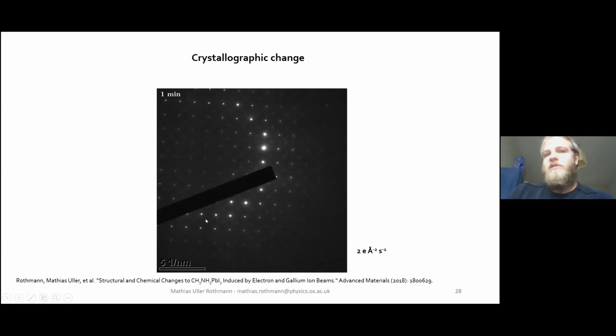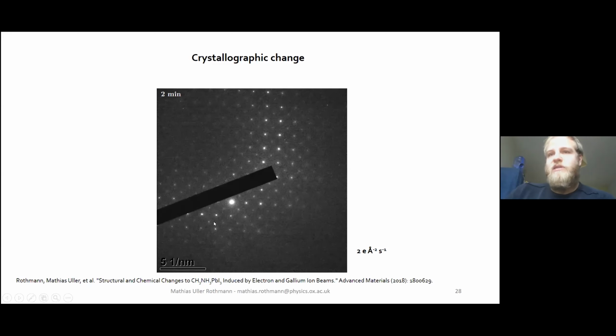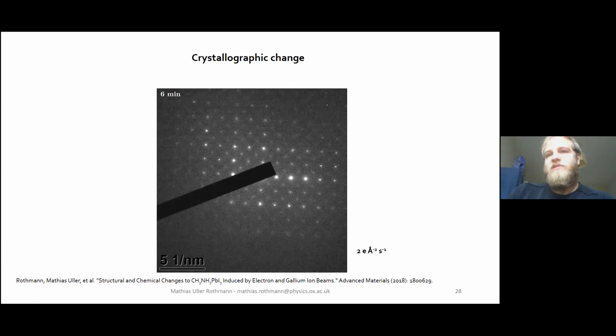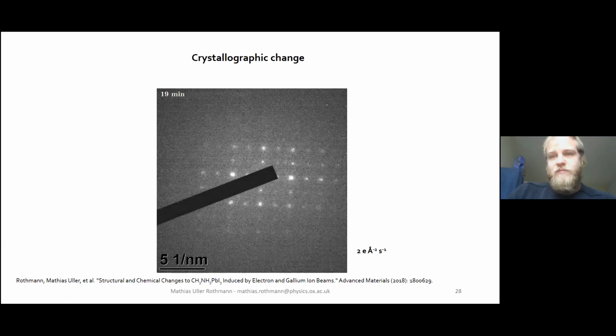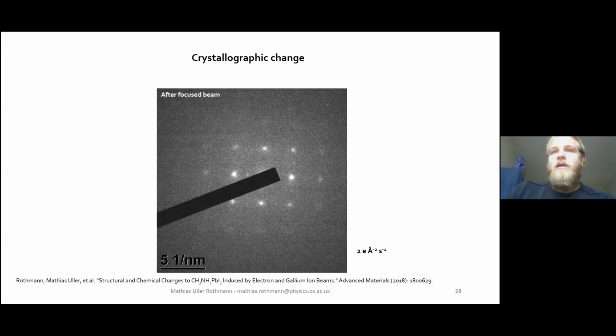So now we've lost these domains, and we start seeing the appearance of additional spots, which tells us that there's some ordering going on as we're exposing it more and more. But eventually, that ordering disappears again. And if we focus the beam in the same area, we see a completely different diffraction pattern. Now, this looks quite pristine. If you were to give me this and say this is a crystalline material, I'd say, yeah, for sure, definitely crystalline. But it's definitely not the material we were looking at before.